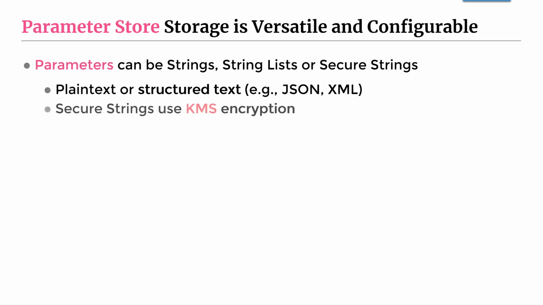Now, in terms of secure strings, you can store your values securely within Parameter Store so that no other users can see them. On top of that, you can encrypt your values with KMS, the Key Management Service. You can either use an AWS provided KMS key or you can create your own. Keep in mind, if you create your own, there are additional costs with doing that.